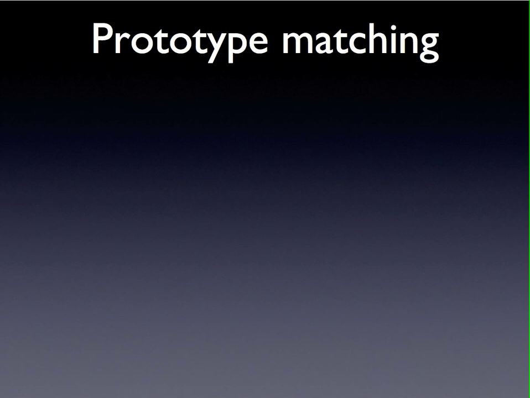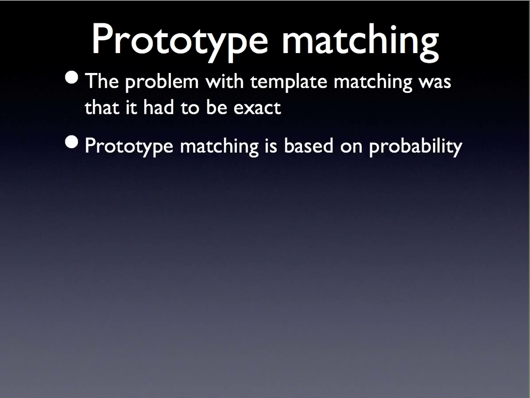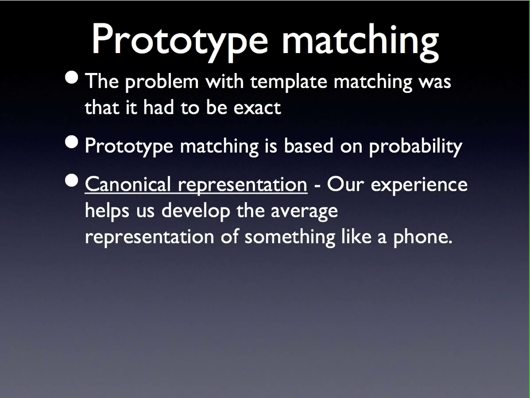So taking this to the final step, we say we have what's called prototype matching. So the brain uses, rather than saying that we match to a template, we match to a prototype. Again, the problem with template matching was that it had to be an exact match. So with prototype matching, it's based on probability. You have what's called in your head a canonical representation.